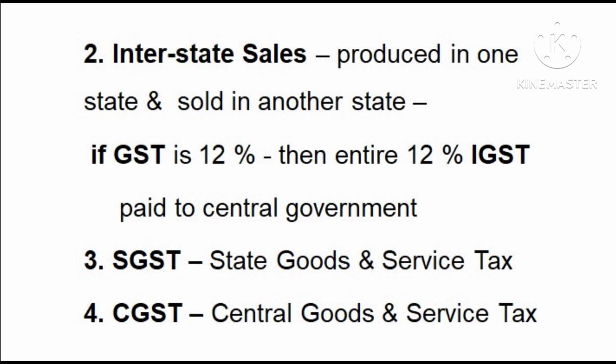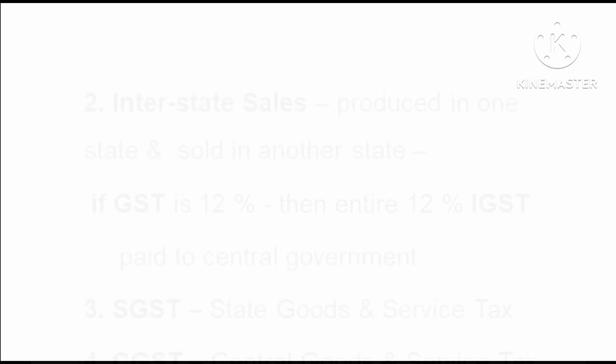2. Interstate sales means produced in one state and sold in another state. In this case, if GST is 12%, then the entire 12% IGST is paid to the central government. 3. SGST: State goods and service tax. 4. CGST: Central goods and service tax.